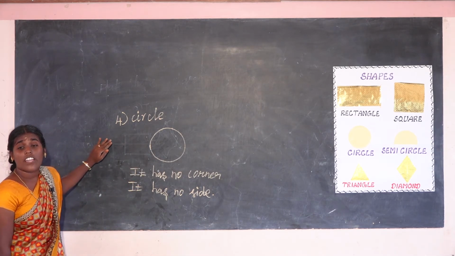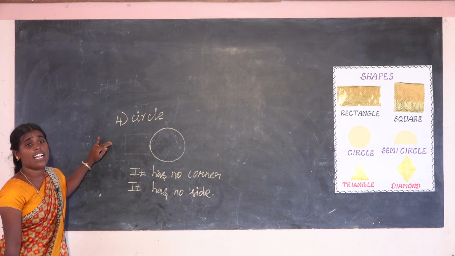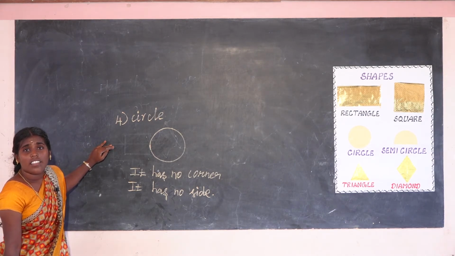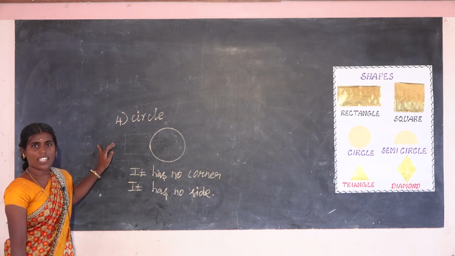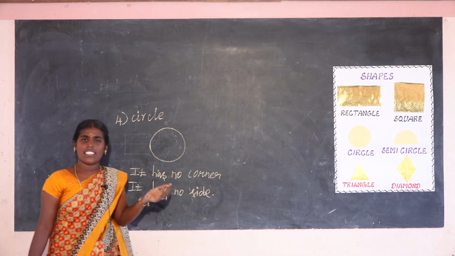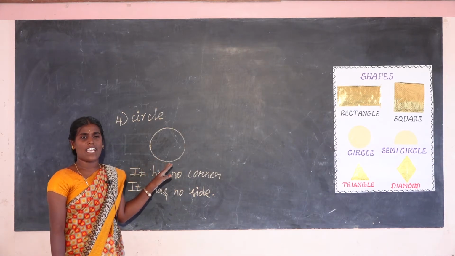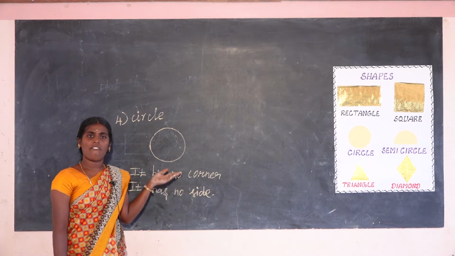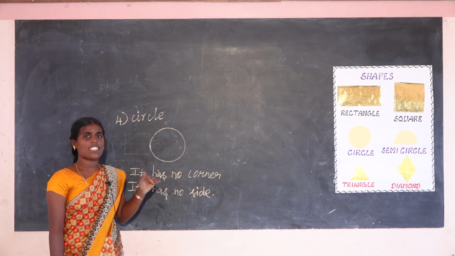Any example of a circle object? Anyone guess? Yes, bangle also. Then yes, clock. Then anyone? Yes, ball. Every object has a different shape. This is a flat shape. In today's class we see the flat shapes and their features also.